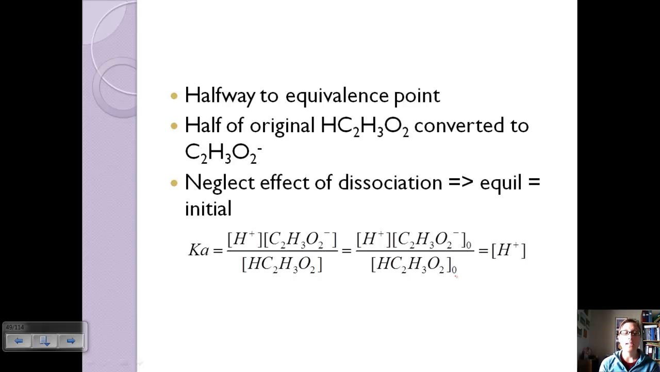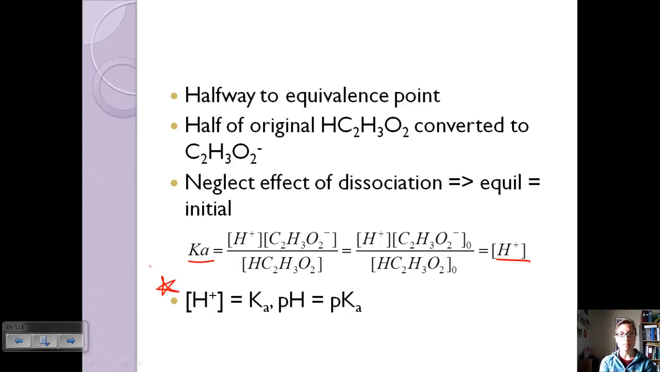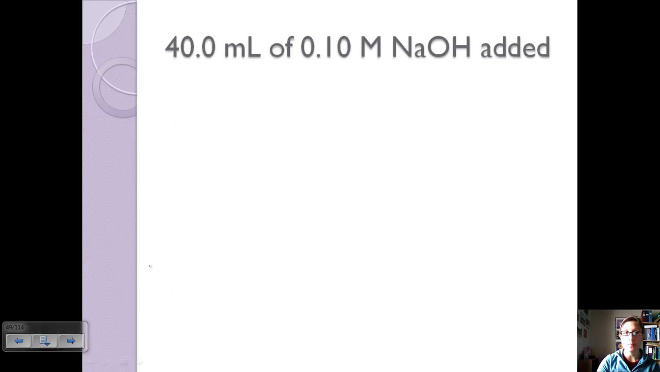And so because of this, we can neglect the effect of dissociation, meaning that the equilibrium is equal to the initial concentration. And so that gives us that Ka is equal to H+, just like we saw in the problem. And so because H+ is equal to Ka, that means the pH is equal to the pKa. So if you notice that you're halfway to the equivalence point, you can just go right to this. You could go through the whole problem like we did, but because it's halfway, this will be true.